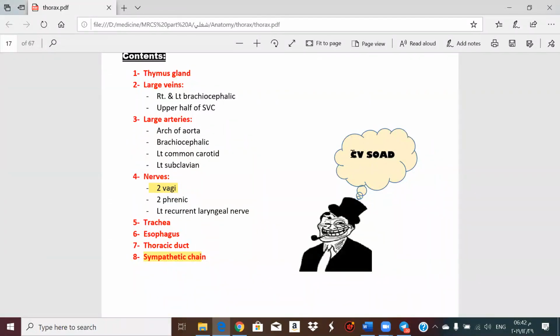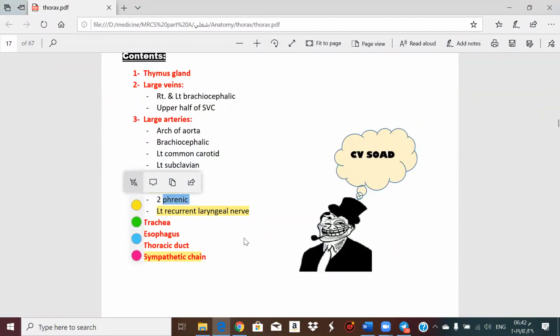His son is called left recurrent laryngeal nerve, as I told you in the head and neck anatomy lecture. So vagus, V means Vegas. Vegas has a son and a brother. The son is called left recurrent laryngeal nerve, which is a branch from vagus. The brother is called phrenic nerve. Okay?